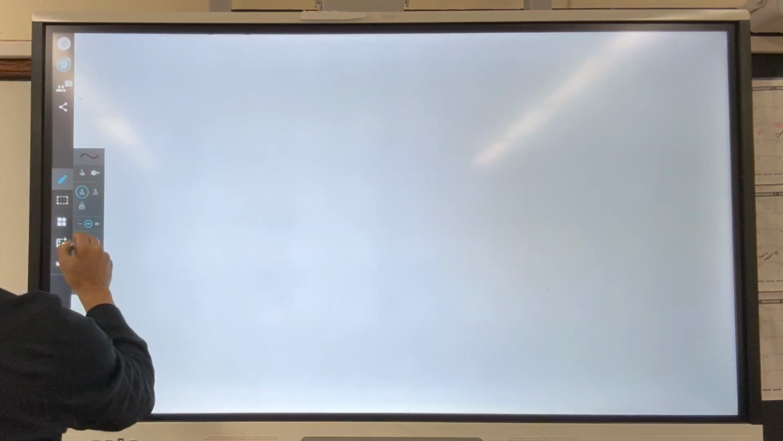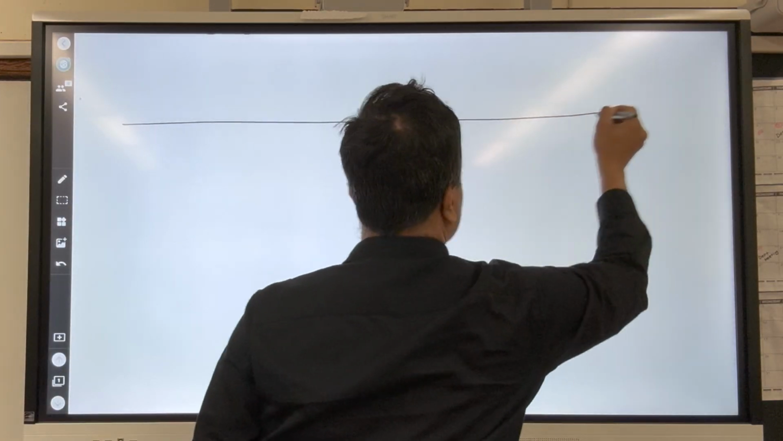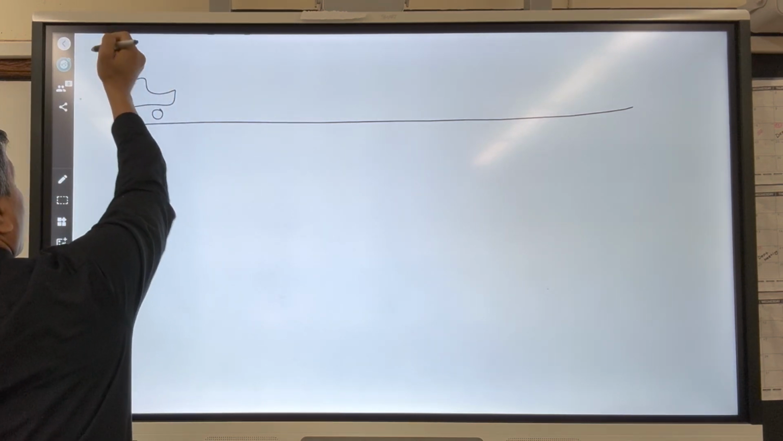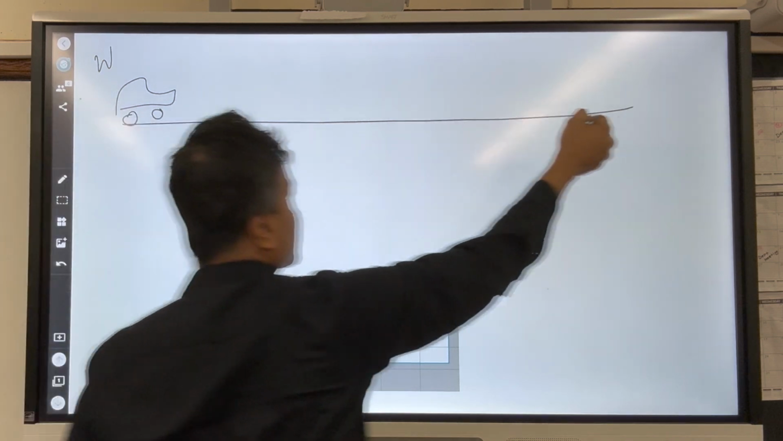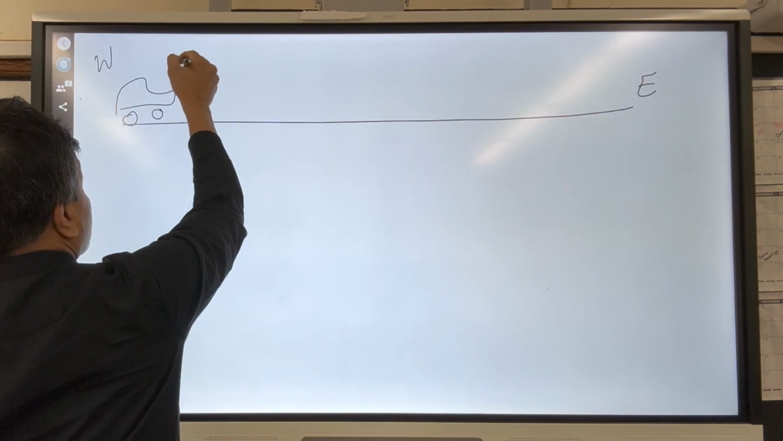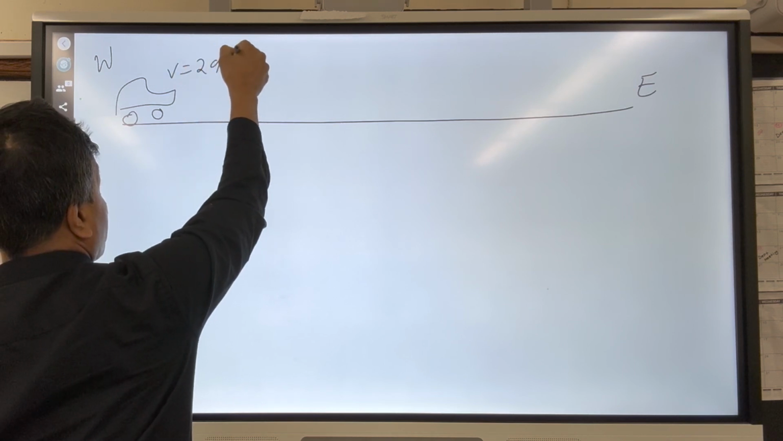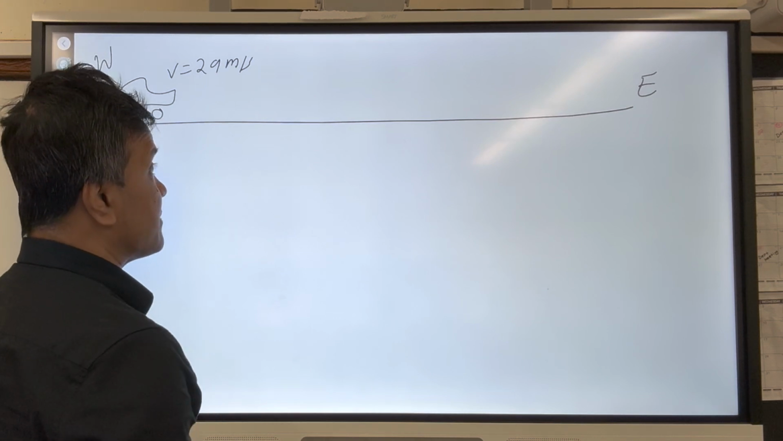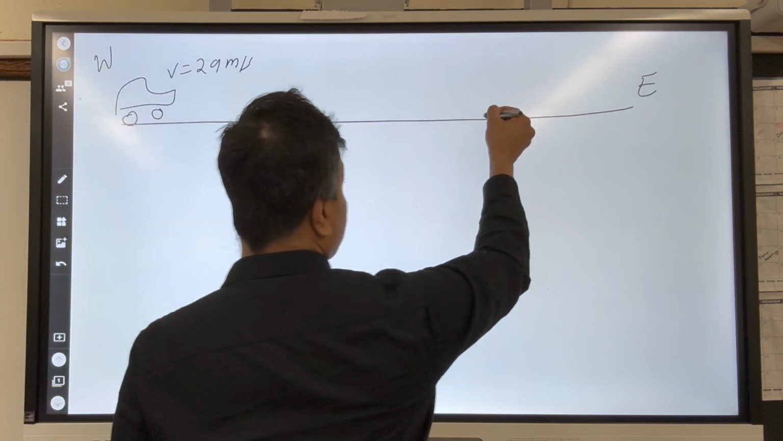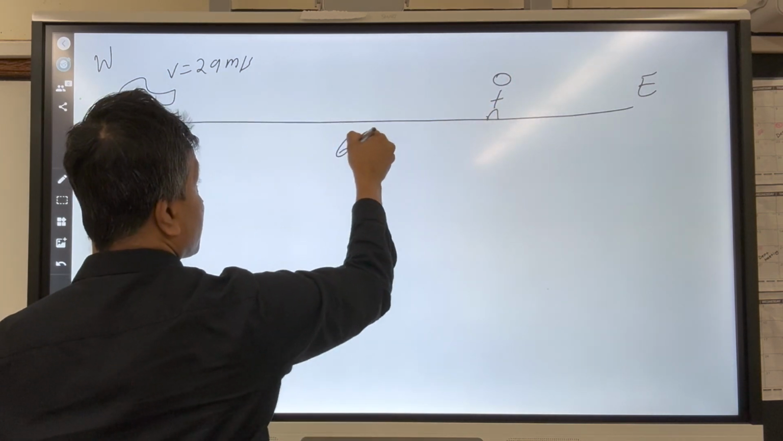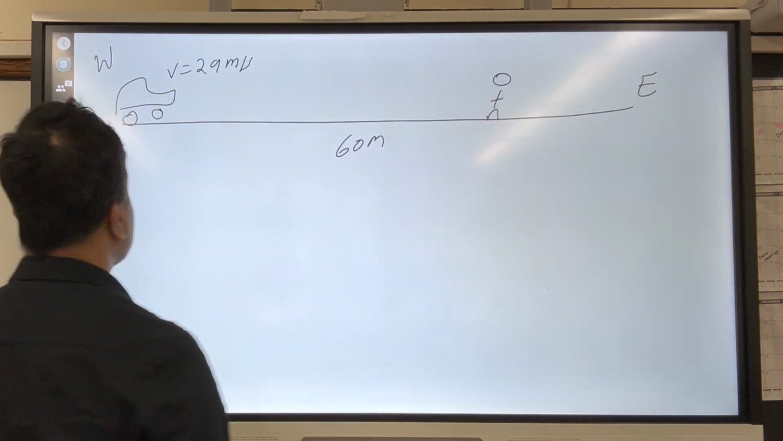You are driving on the road, from west to the east, with a constant velocity of 29 meters per second. And you see Mr. Body somewhere over here, who is 60 meters away crossing the road.